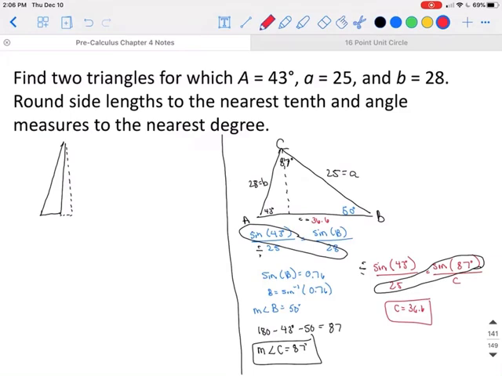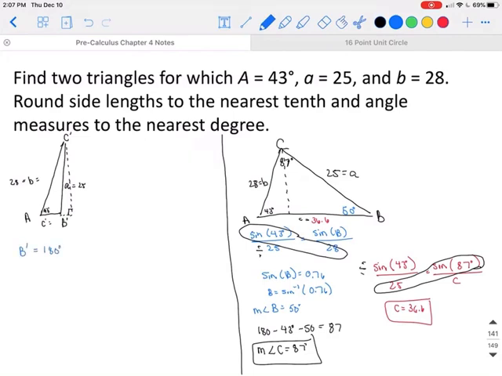Now, once you have that first triangle figured out, they're all acute angles, we can then go over and try to figure out the second triangle where we will have an obtuse angle. So we have angle A, angle B prime, because this is a different one, and angle C prime. This is still side a, this is still side b, those have not changed, but c prime will change. We still know that angle A is 43 degrees, side a is 25, and side b is 28.